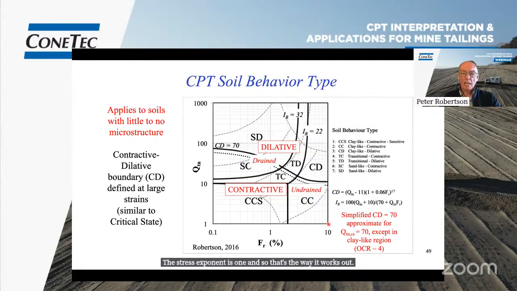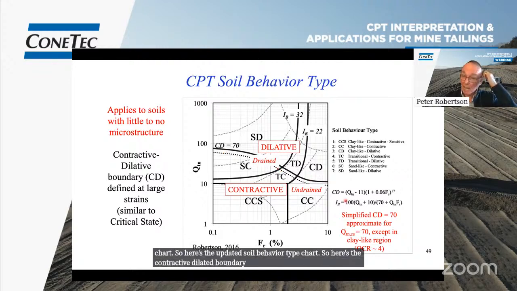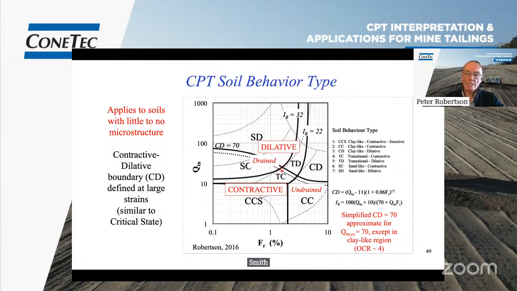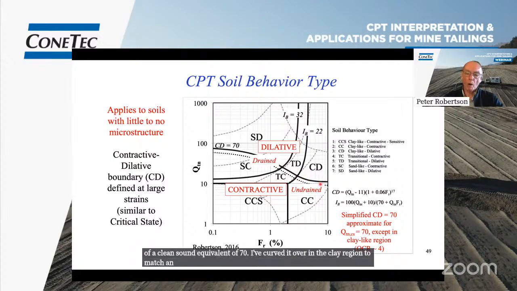And so if you plot that on the soil behavior type chart, so here's the updated soil behavior type chart. So here's the contractive dilative boundary, and you see that that actually is quite similar to the one that Robertson showed going from drained to undrained. So we're consistent there. And this simplified boundary of a clean sand equivalent of 70, I've curved it over in the clay region to match an OCR of about 4.